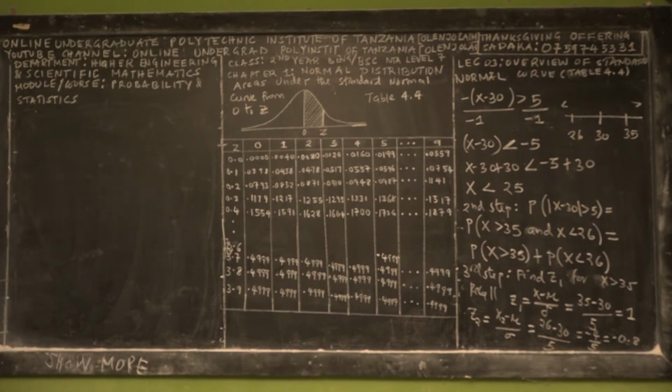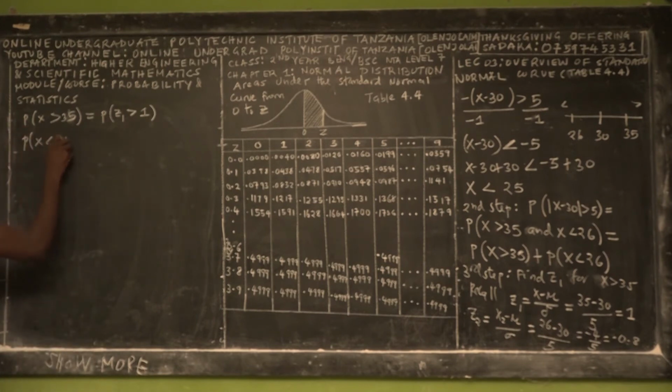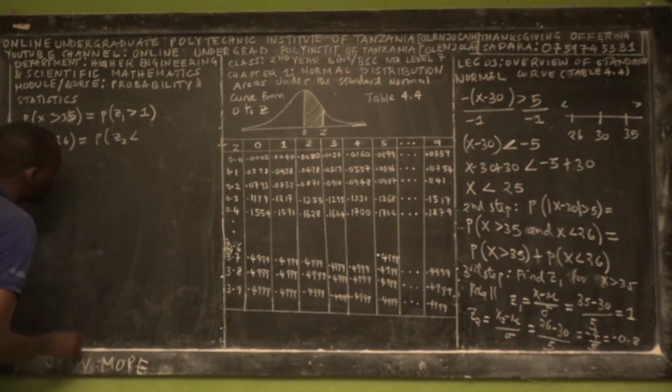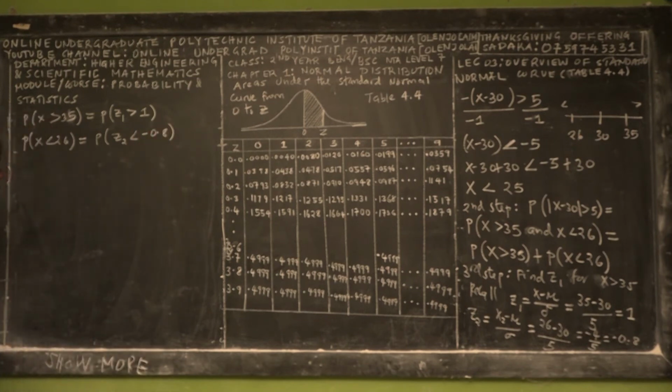So we say that if that is the case, the probability of x greater than 35 is simply the probability of z1 greater than 1. Also, the probability of x less than 26 is equal to the probability of z2 less than negative 0.8. Okay? So if that is the case, we go for the first step.